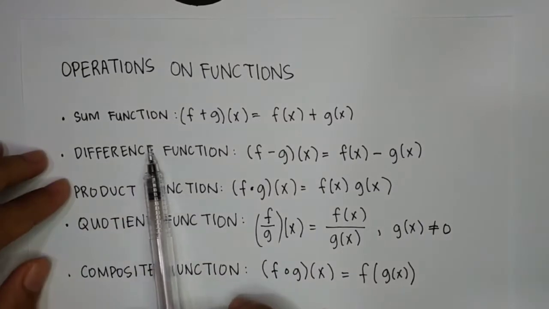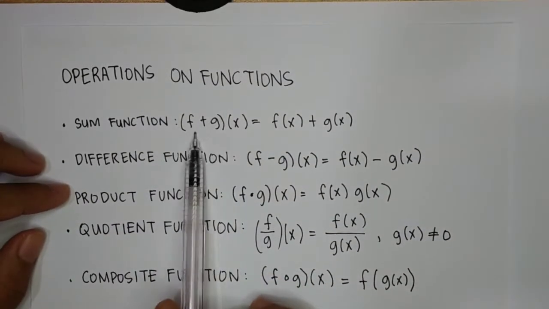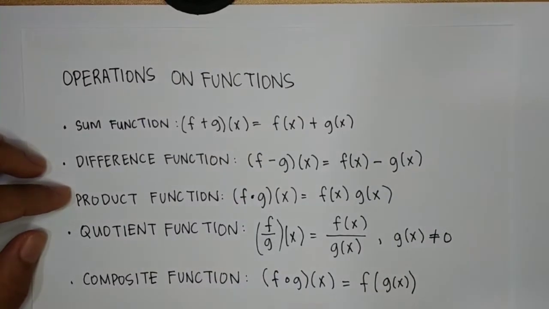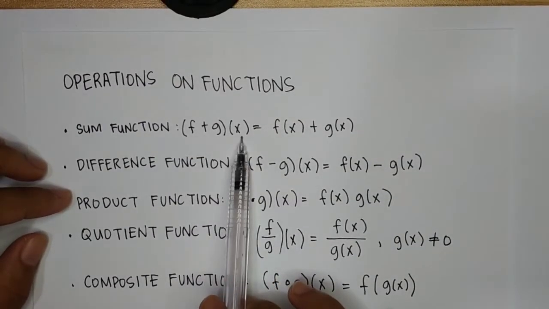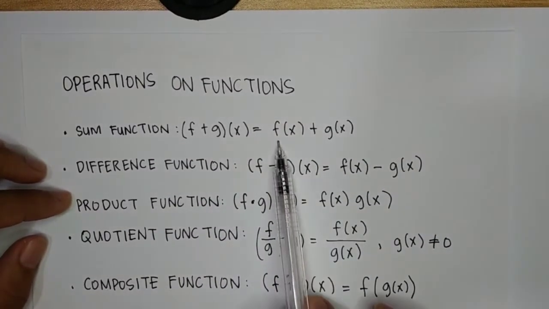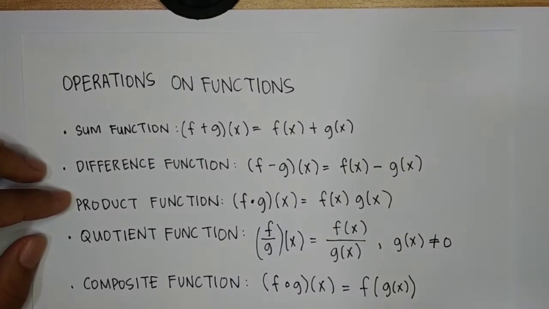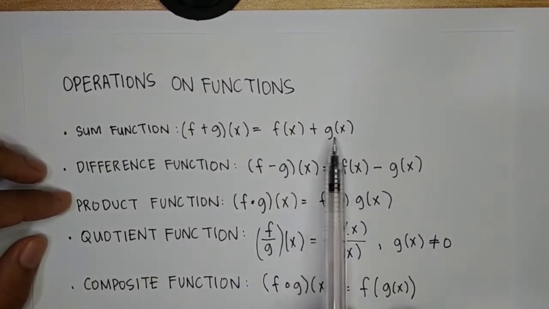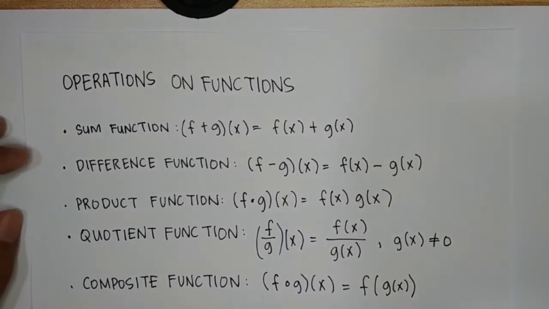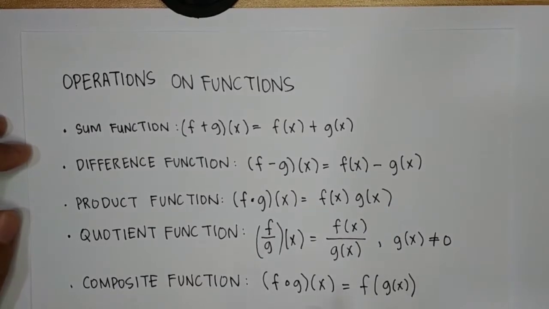We have here the sum of the function. Given our functions f and g, f plus g of x is just equal to f of x plus g of x. So you're just going to copy the two functions, then add those two functions. We will have an example later so that you can understand more.